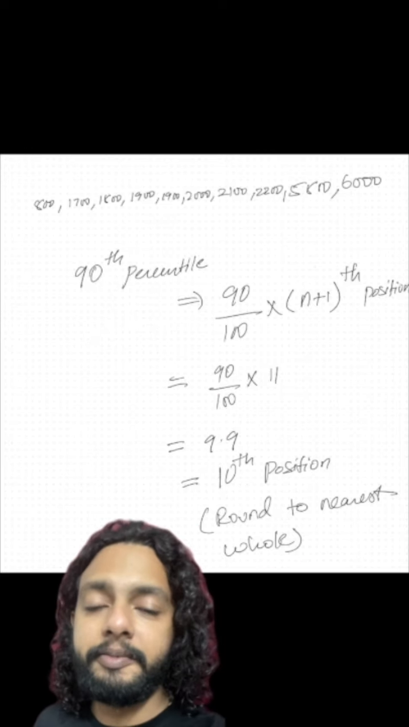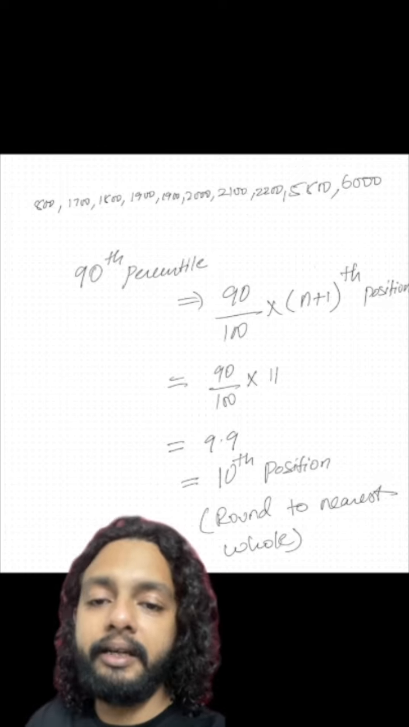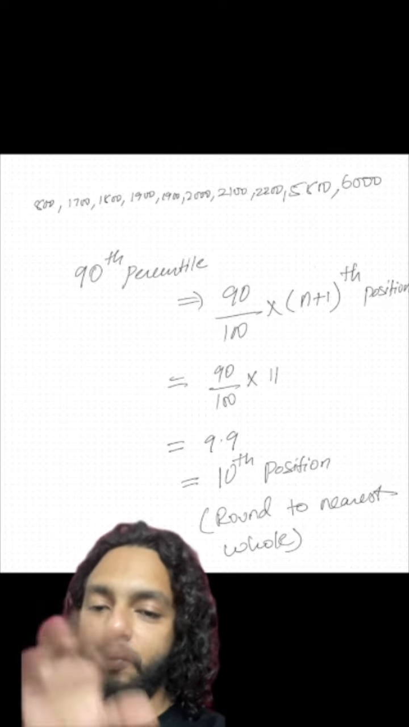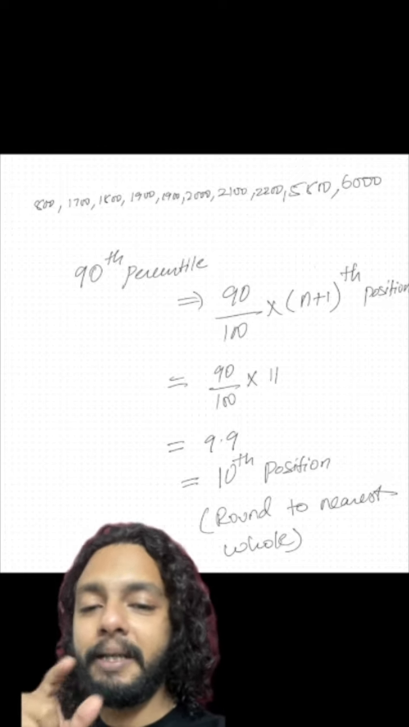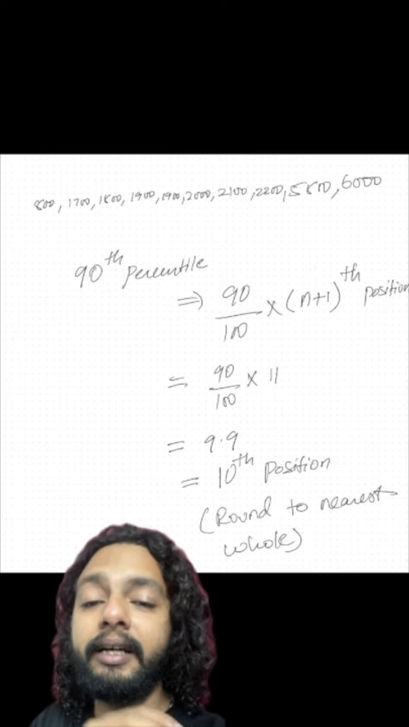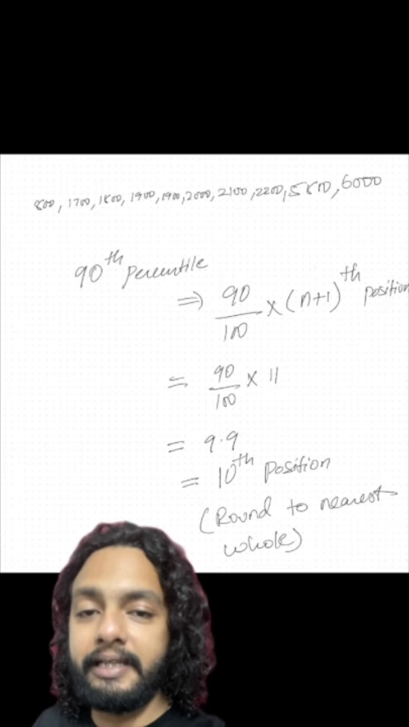So in order to calculate the 90th percentile, I'm going to divide 90 by 100 and multiply that with n plus 1, n being the number of records in your dataset. The plus 1 basically helps us to eliminate the 100th percentile because you cannot have a value that is greater than 100% of your data.